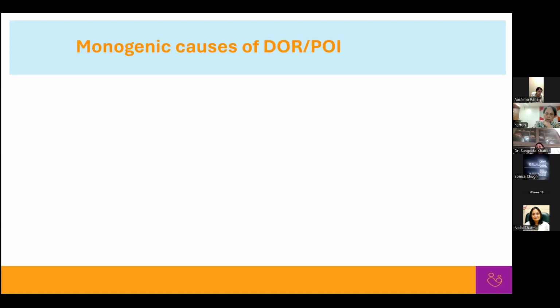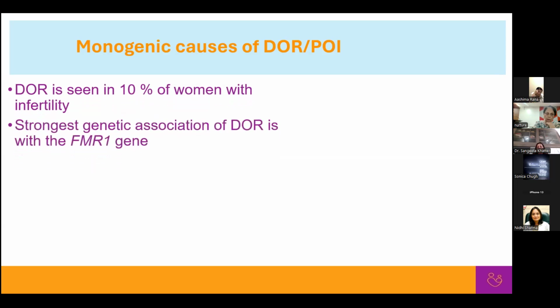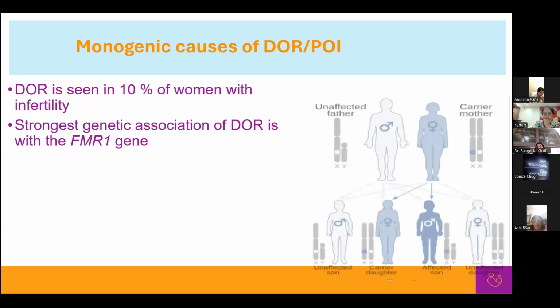And monogenic causes of decreased ovarian reserve. This is the most important slide, because decreased ovarian reserve is seen in 10% of women with infertility, and the strongest single gene association of decreased ovarian reserve or premature ovarian insufficiency is with the FMR1 gene. FMR1 gene, what is this?